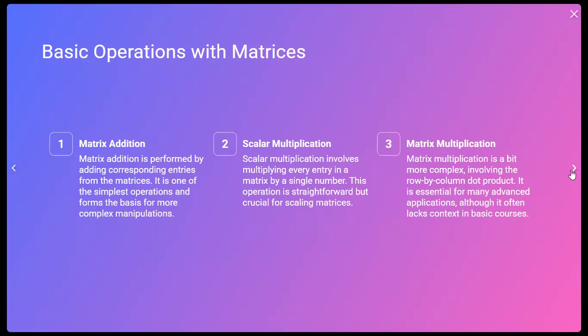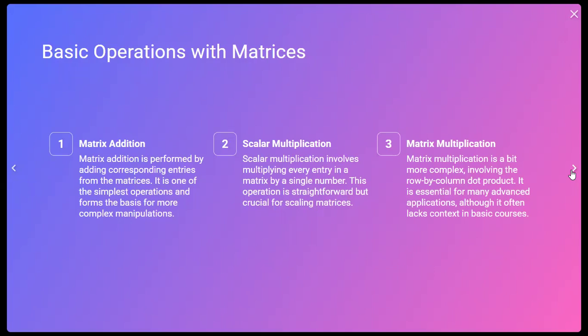Before we jump to cool uses, let's recap some basics. Matrix addition. Matrix addition is performed by adding corresponding entries from the matrices. It's like combining data, for example, merging two images. It is one of the simplest operations and forms the basis for more complex manipulations. Scalar multiplication. Scalar multiplication involves multiplying every entry in a matrix by a single number. This operation is straightforward but crucial for scaling matrices.